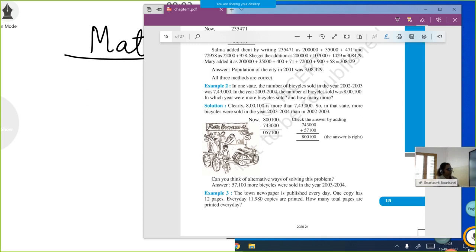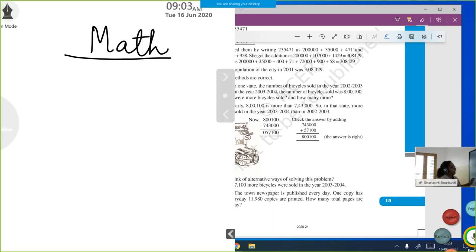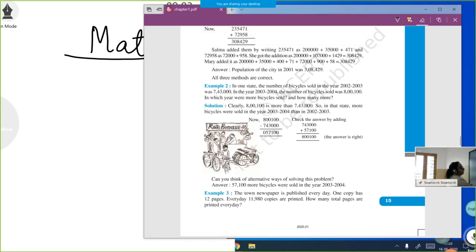Just take out a textbook also. Take out page number 15 of the textbook. And don't write the question in the notebook now. Just teacher is reading the question. You have to listen to that question. Okay? Question number 2. What is example number 2?